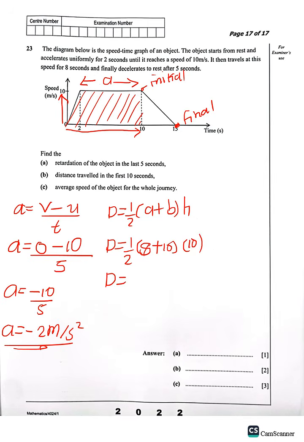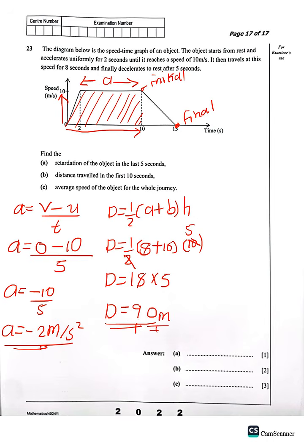So 2 here is 1, 2 here is 5. So 10 plus 8 is 18 times 5. So 5 times 8 is 40. We carry the 4. 5 times 1 is 5 plus 4. So we are able to get 90. So 90 meters is the distance traveled in the first 10 seconds.